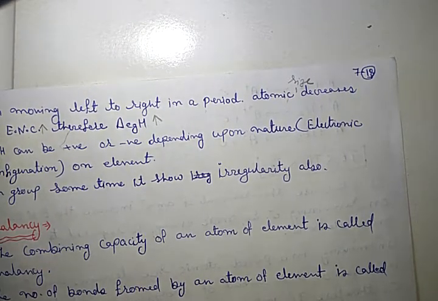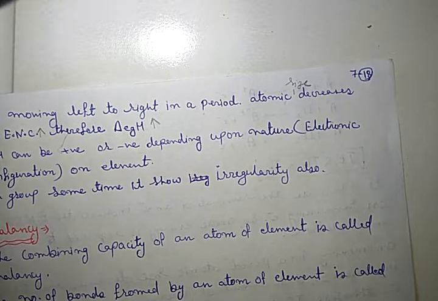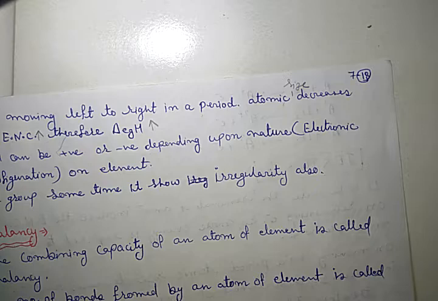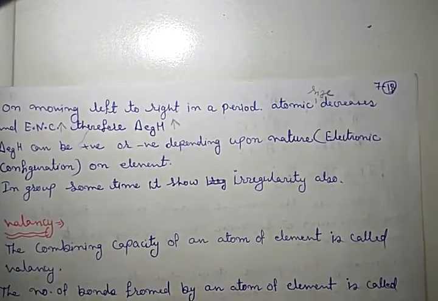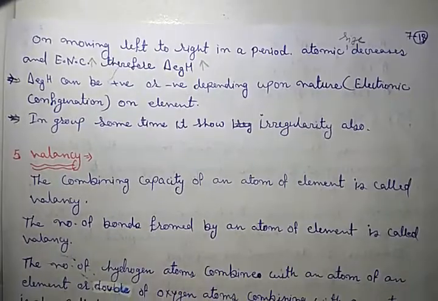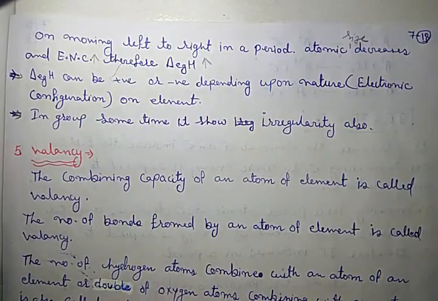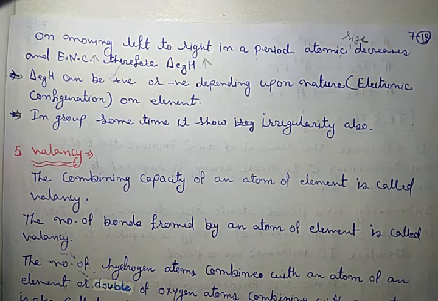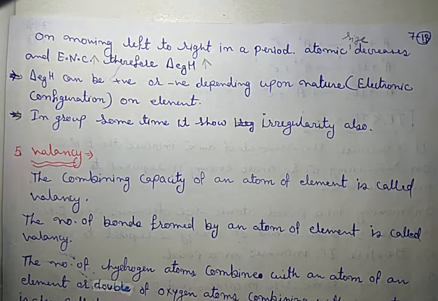That condition is negative value. That means we are supplying energy. And the first one, that was positive. That means releasing energy. Got it? The second fact is, in a group sometimes it shows irregularity. That means ionization enthalpy shows irregularity because of the electronic configuration here.